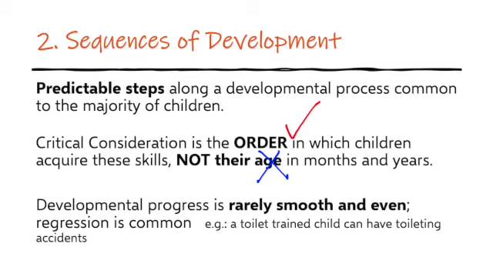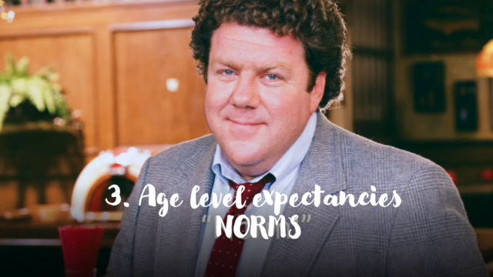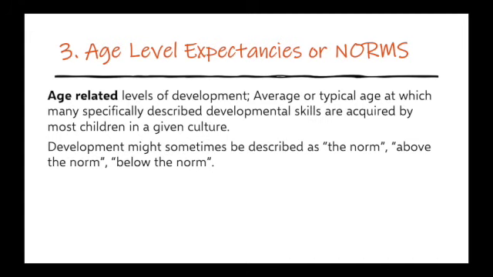The third principle we're looking at here is the idea of age level expectancies or norms. When children are taken to the doctor, they're measured by weight and height. And those outcomes, those numbers, are measured against the growth charts to say, are they at the norm of most children in their given culture? Are they above the norm or below the norm? This information can be helpful if we understand how to apply it.